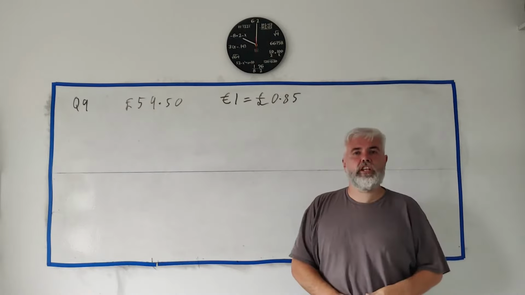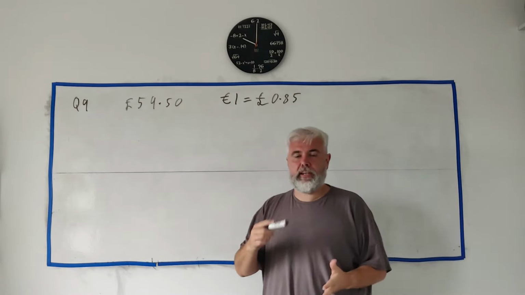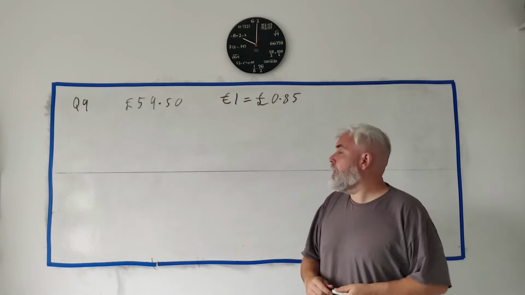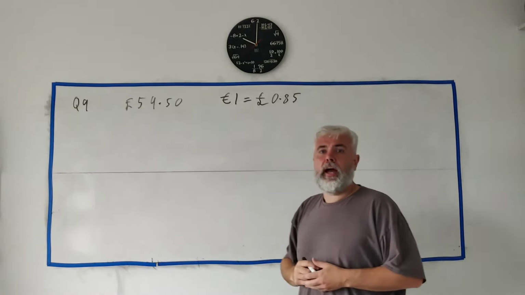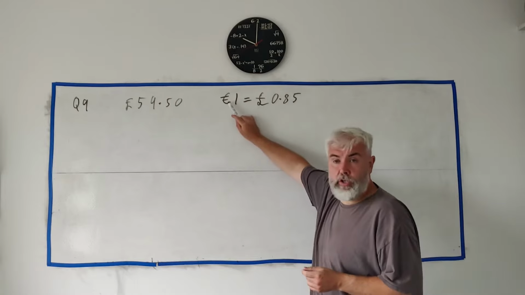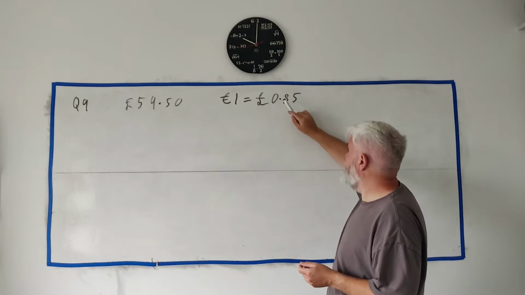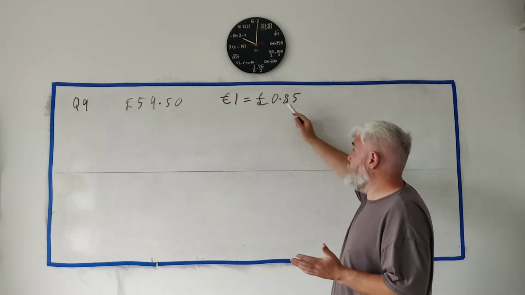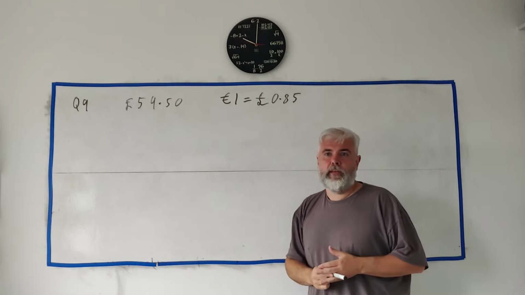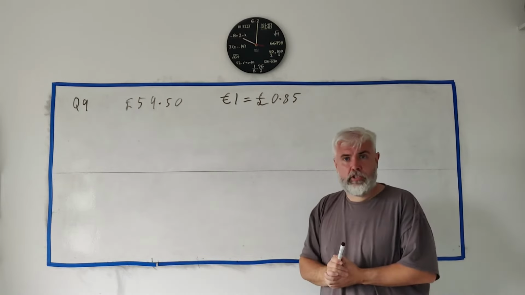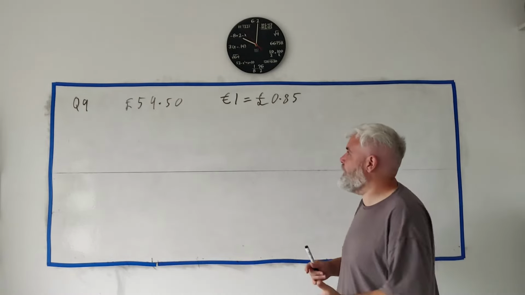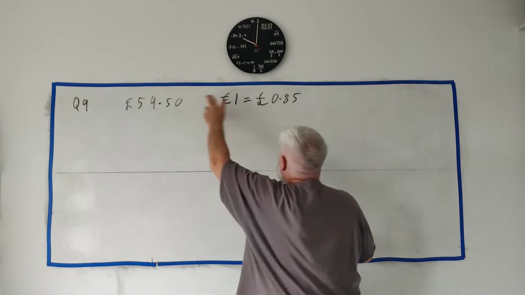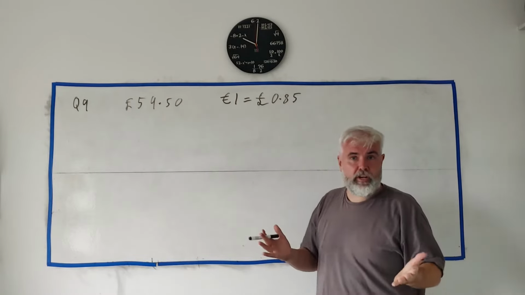Question 9 starts us off with a ticket for a concert in Wales costing £59.50, and they tell us the exchange rate is €1 is equal to 85p, or 0.85 pound. So this is a very straightforward question. Hopefully you mostly can do it, but you're probably skipping this part if you can. You're just this number divided by this one, you've got your answer.